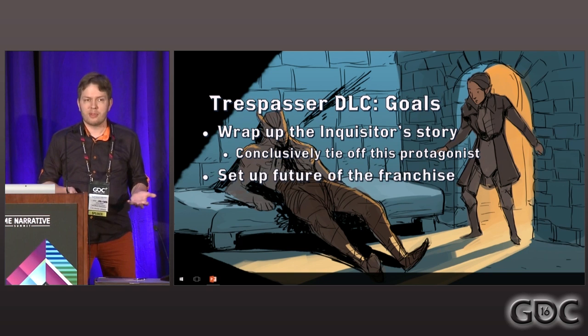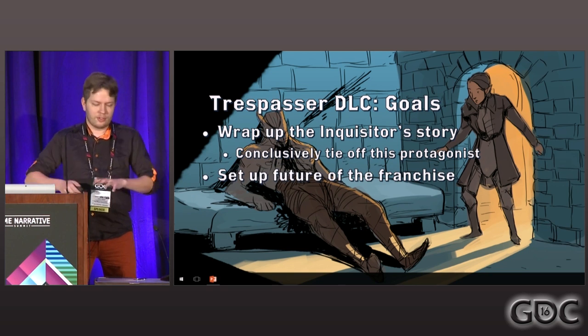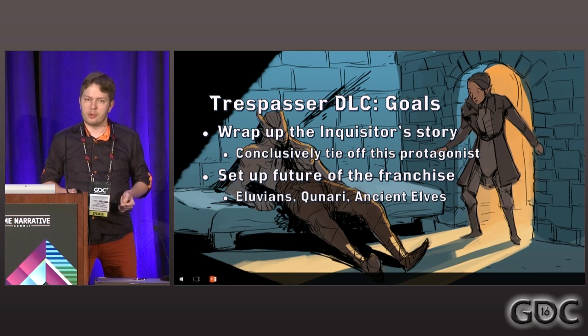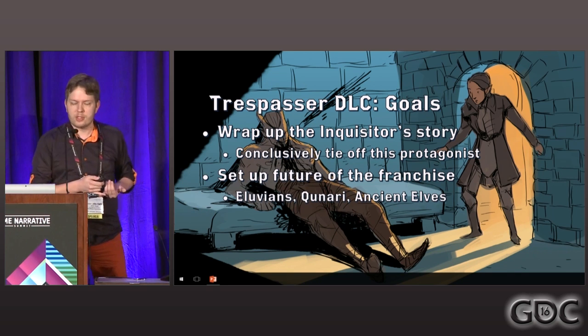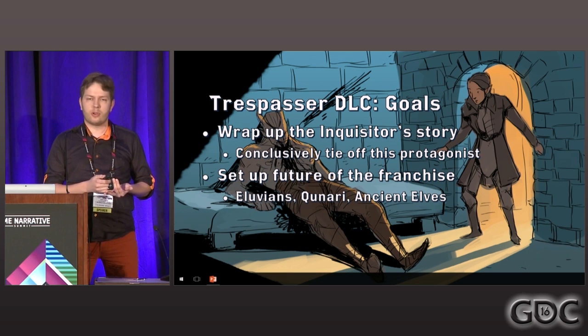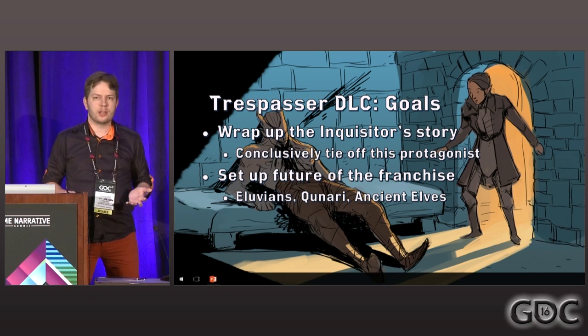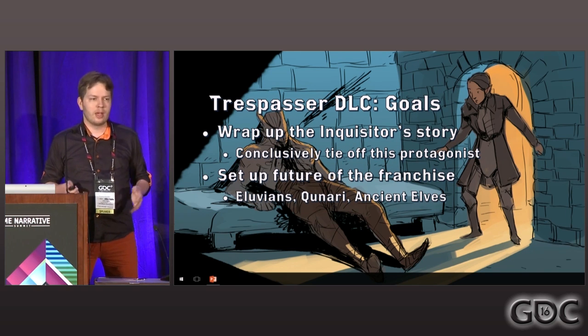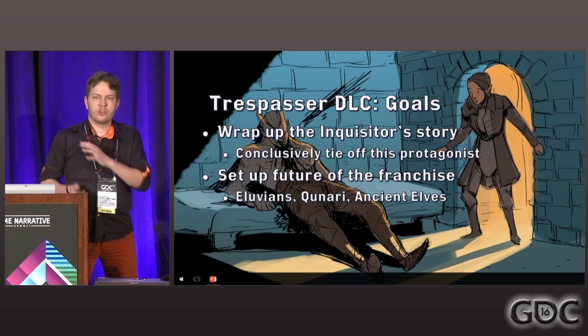We needed to set up the future of the franchise. The Dragon Age franchise has a lot of moving parts, a lot of narrative elements, some of which we didn't really bring in Inquisition. We wanted to bring those back, put them back on the table. So we had Eluvians, magic mirrors that let you travel long distances. We had the Qunari, an invading force from across the sea that hates magic. And we had the Ancient Elves, one of our franchise's biggest unsolved mysteries. They were a massive empire thousands of years ago that collapsed suddenly, and there's not a lot of history that really tells you why.